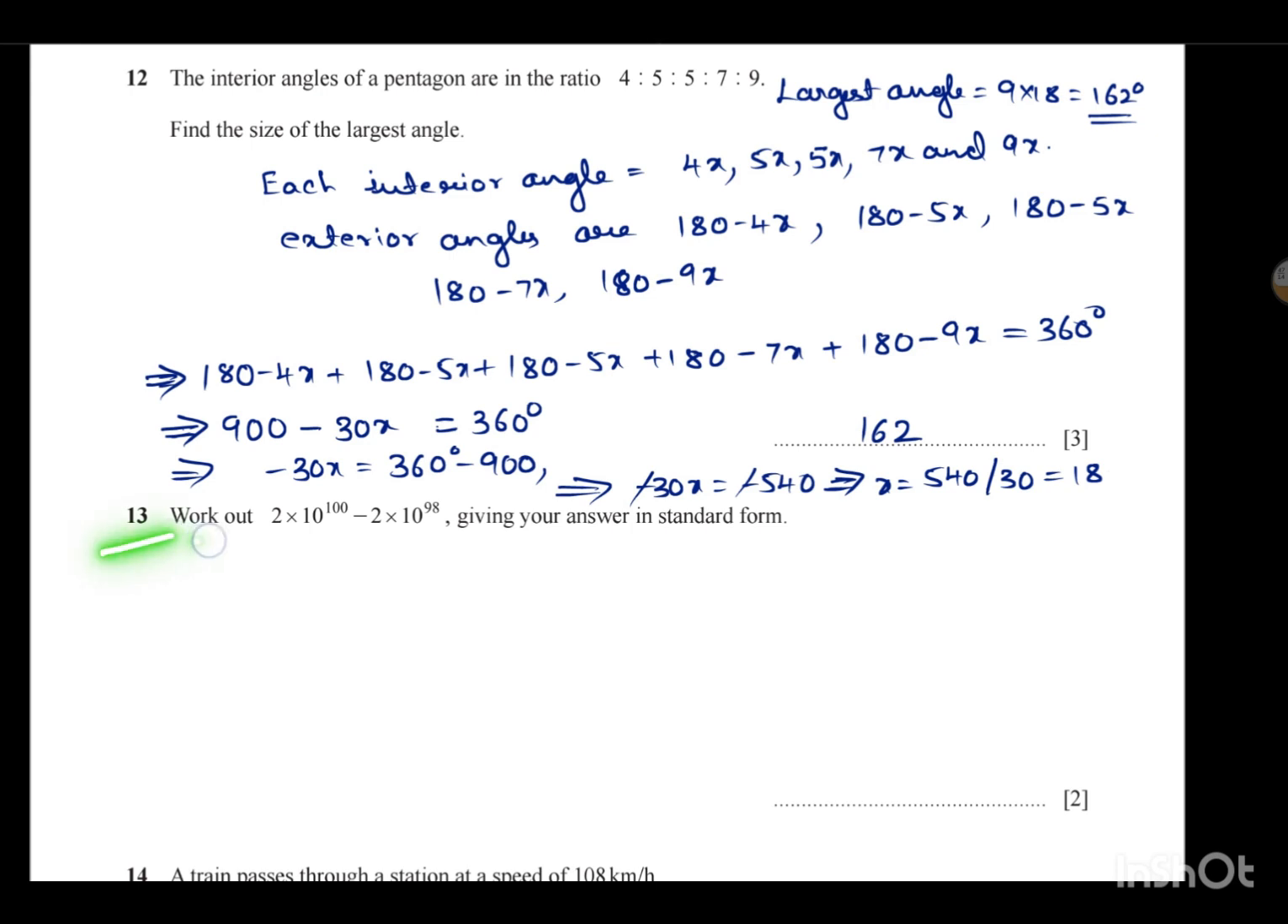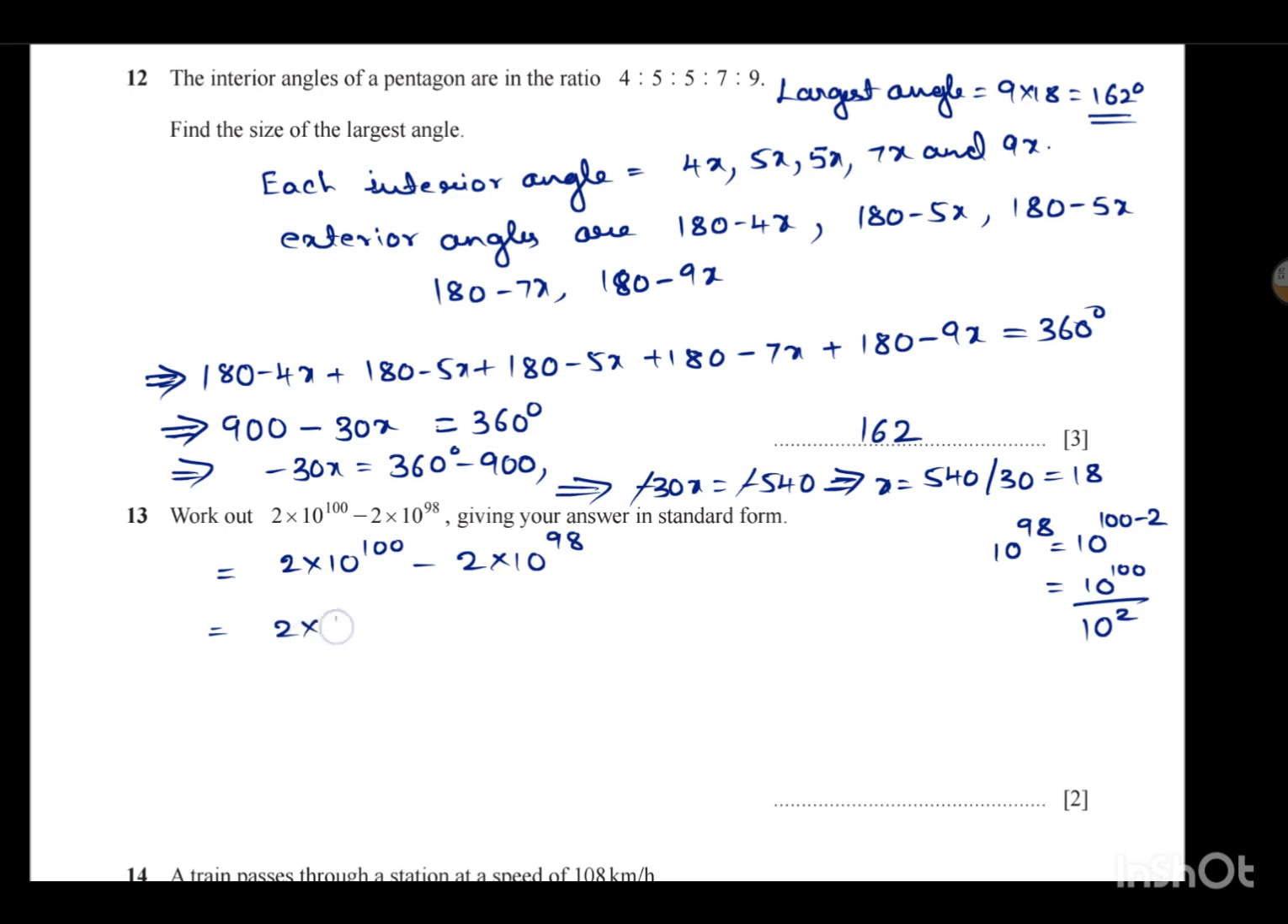Question 13. Work out 2 into 10 raised to 100 minus 2 into 10 raised to 98, giving your answer in standard form. Now this is a standard form question. You can see here 10 raised to 100 and 10 raised to 98. Now 10 raised to 98 can be written as 10 raised to 100 minus 2, which is 10 raised to 100 by 10 raised to 2. So let us take this.